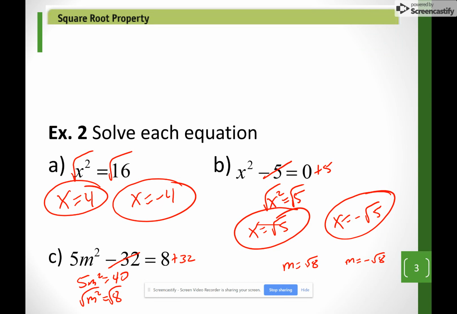However, in chapter 10, we learned how to simplify a radical. So the square root of 8, I'm going to call this 2 radical 2. So that means m is equal to 2 radical 2, and m is also equal to negative 2 radical 2.